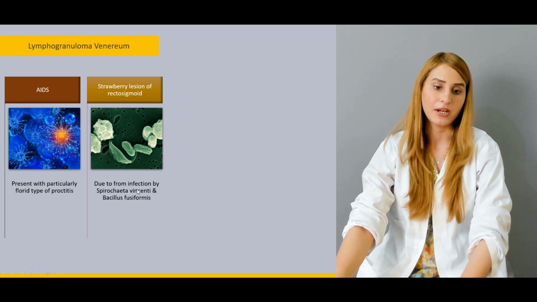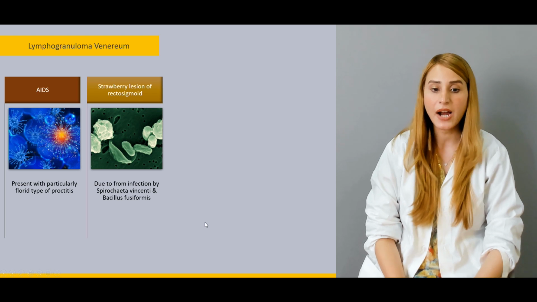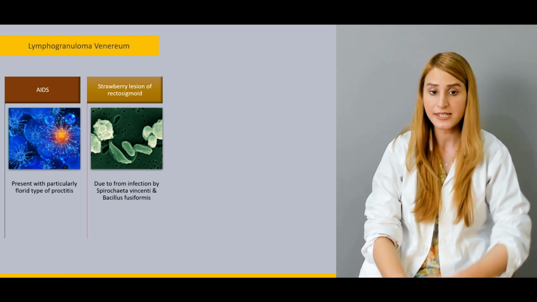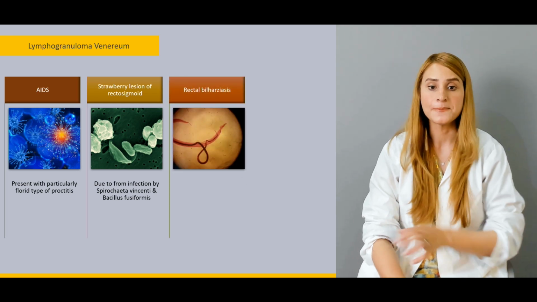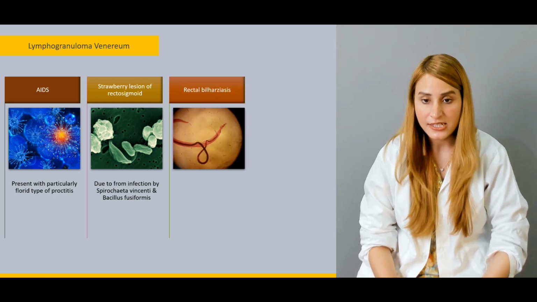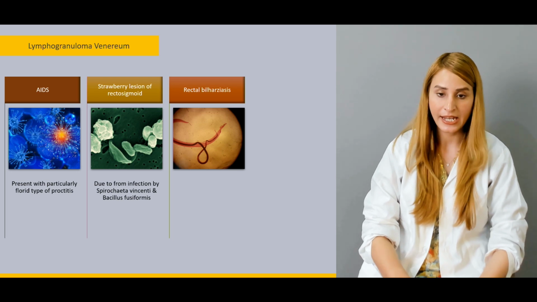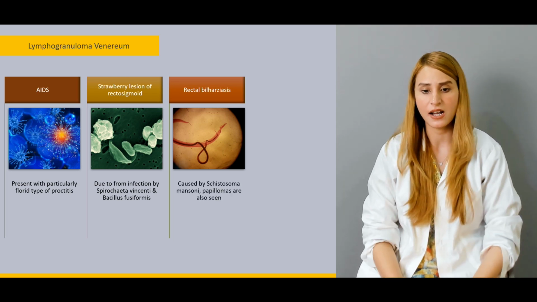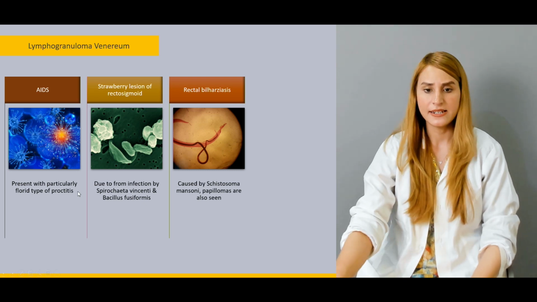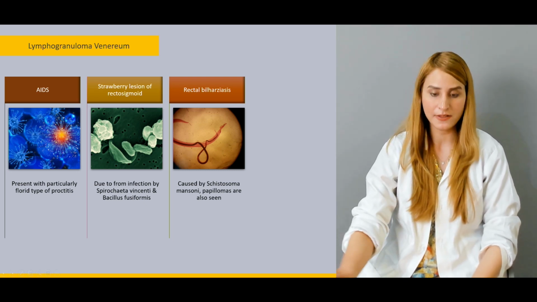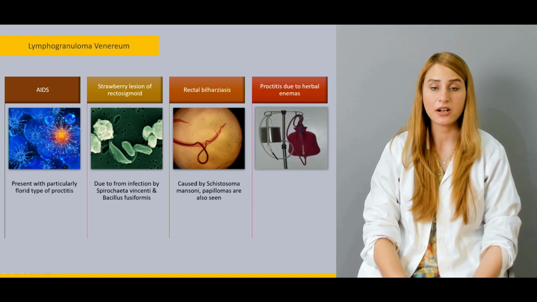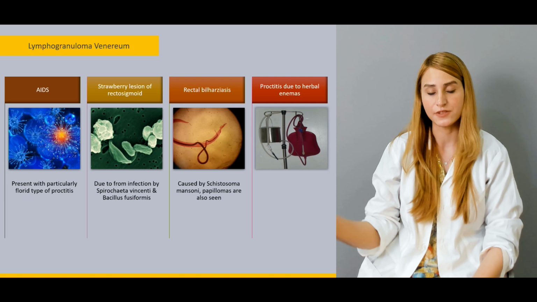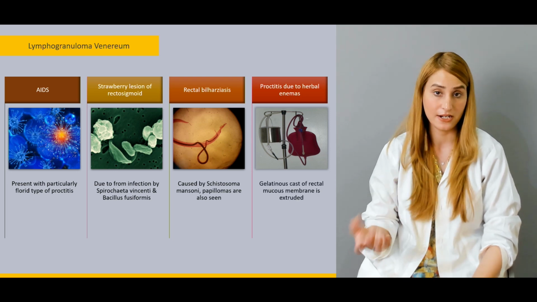So in the rectosigmoid, they can be because of Spirochaeta vincentii, or they can be a Bacillus fusiformis, or there can be a rectal bilharziasis, which is caused by Schistosoma mansoni, or most of the time it is commonly associated with papillomas, or there can be a proctitis due to herpes simplex. So one by one you have to treat all these cases according to their type.